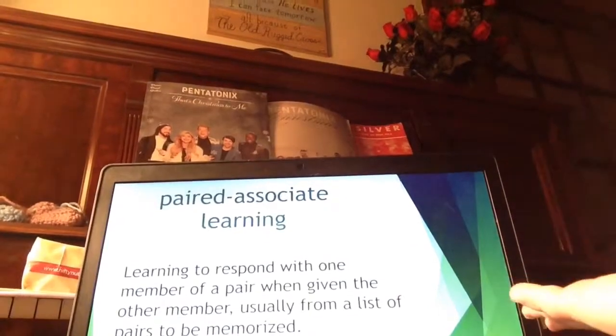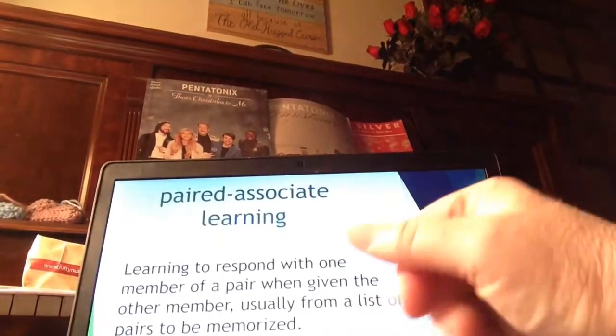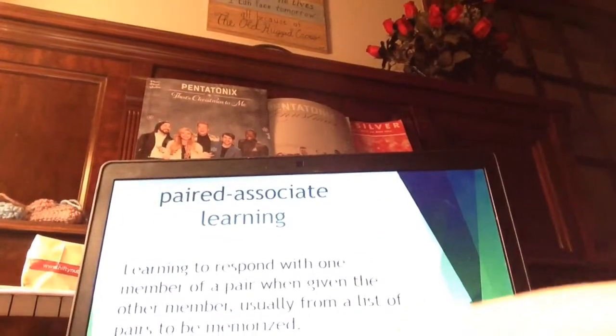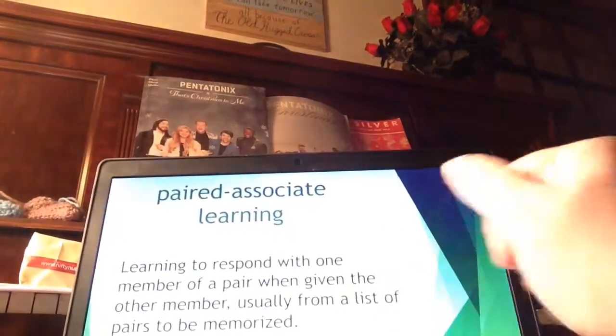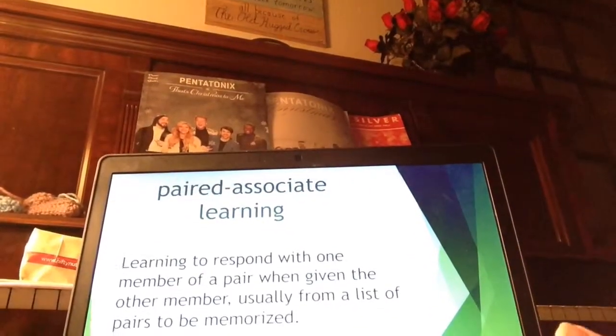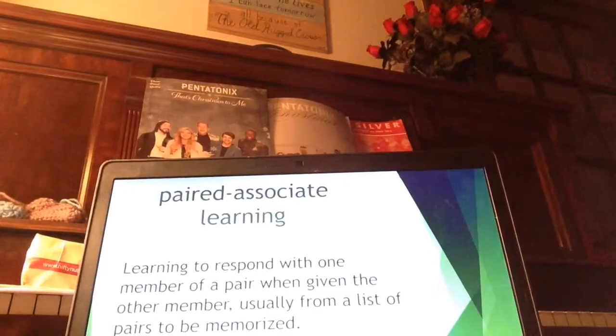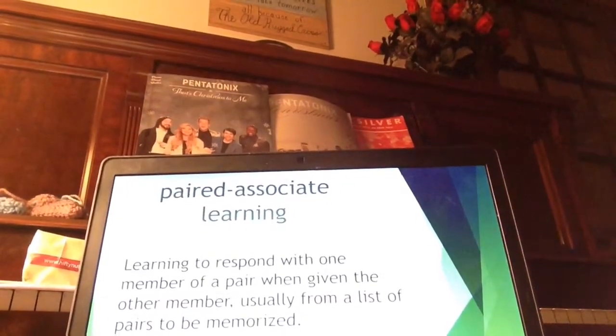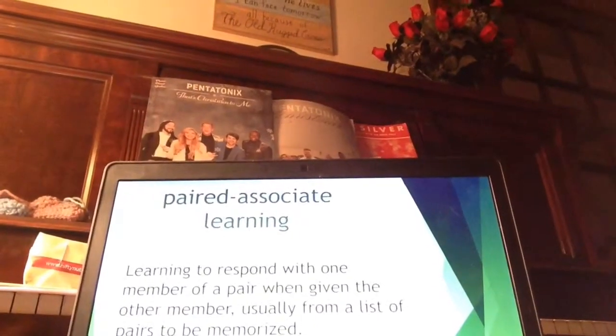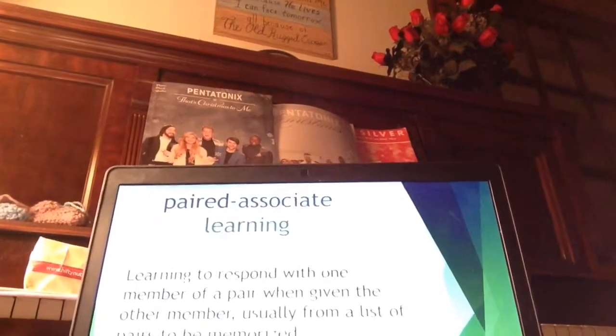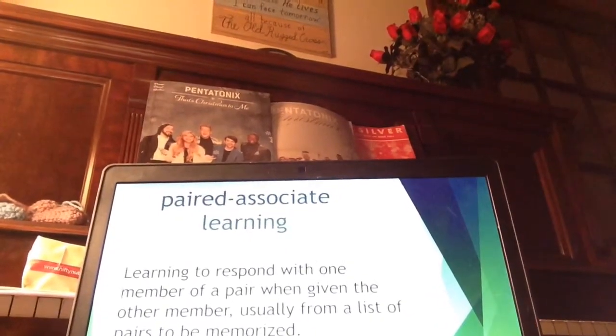You'll see people do it taco style, and different teachers do it different ways, and they'll have terms on one side and definitions on the other. So it's like paired associate learning where they have to learn one. I'm going to tell you the word and you give me the definition, or I'm going to give you the definition and you tell me the word. Different things like that are paired associate learning.